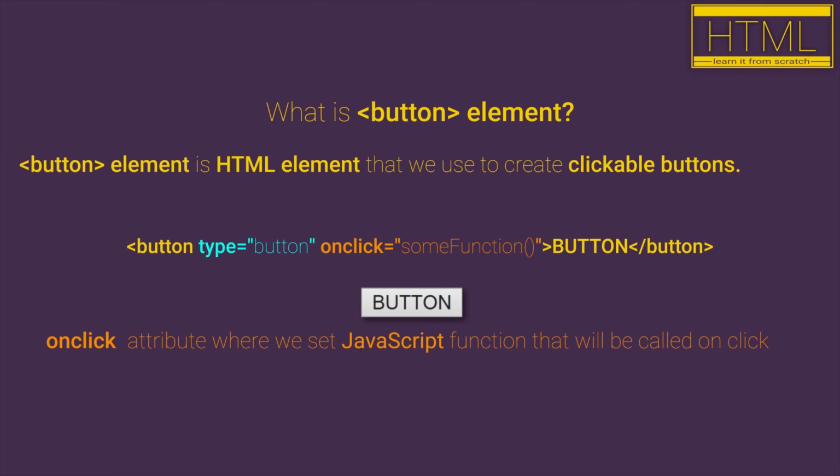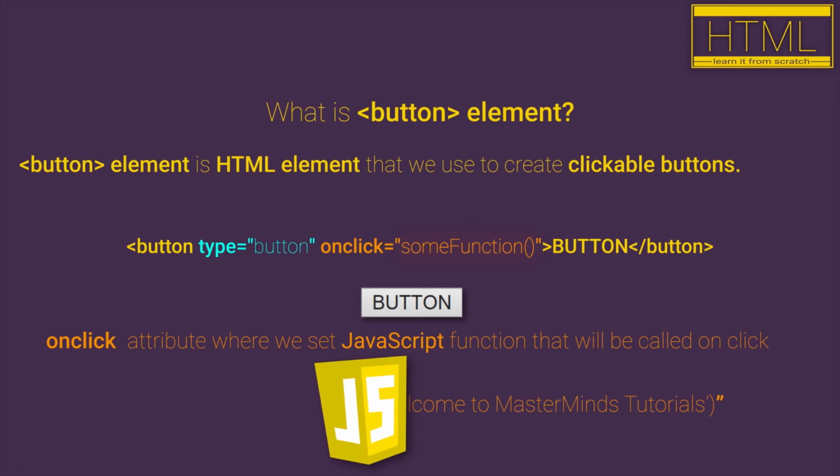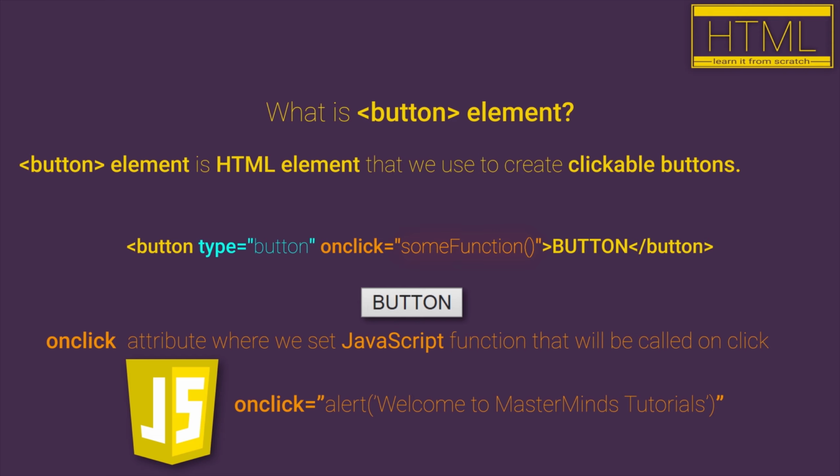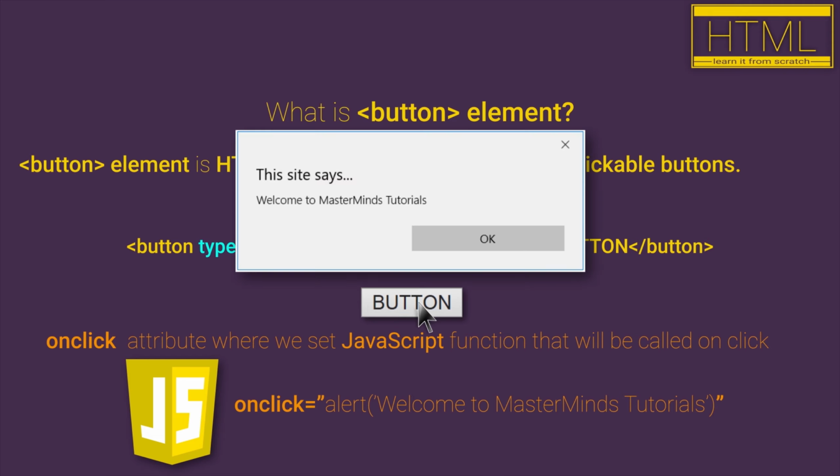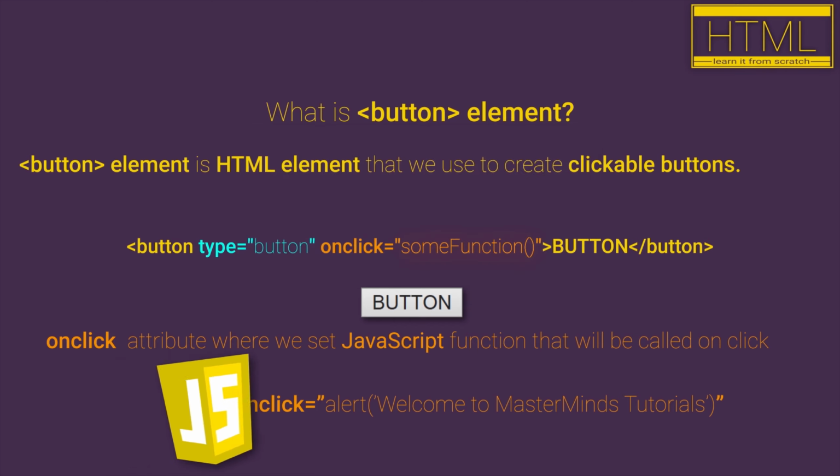An onclick HTML attribute represents a JavaScript function that will be called when we click on our button. So basically with JavaScript, we can define something like a welcome message. So when our user clicks on some button, a pop-up window with a welcome message will be displayed.